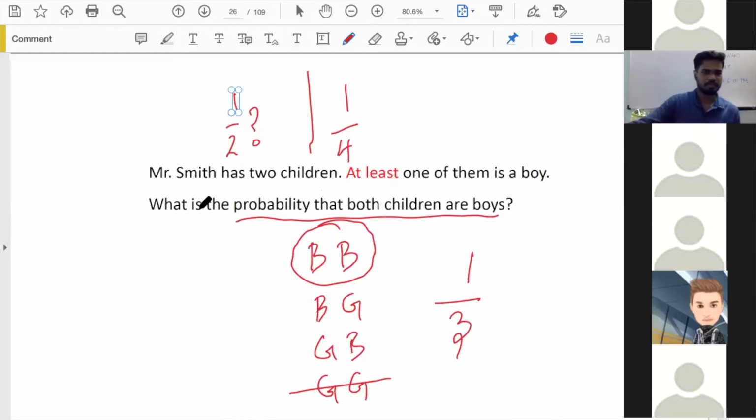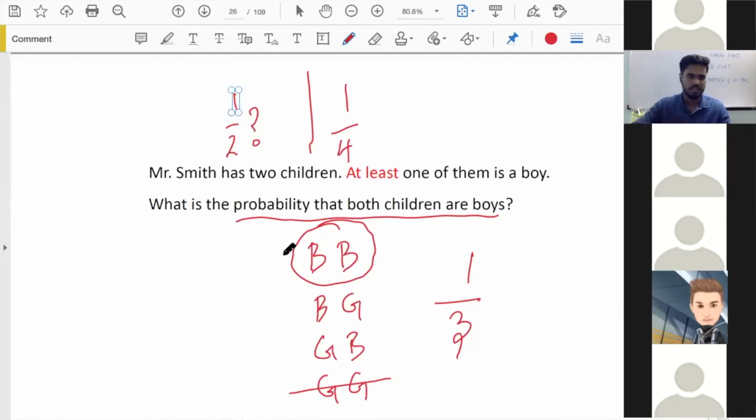Okay, sir, but aren't boy girl and girl boy the same? No, in this case, it's not the same. Because if it were electrons, then you cannot differentiate one electron from the other. What you are saying is correct. In this case, we can differentiate the two children.